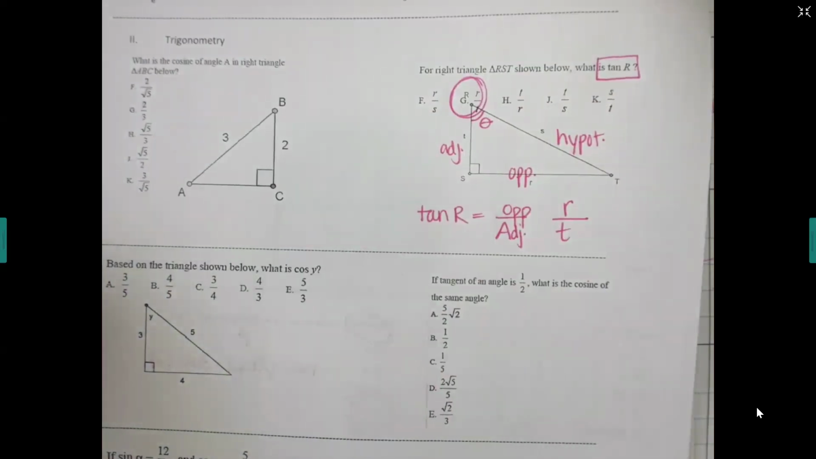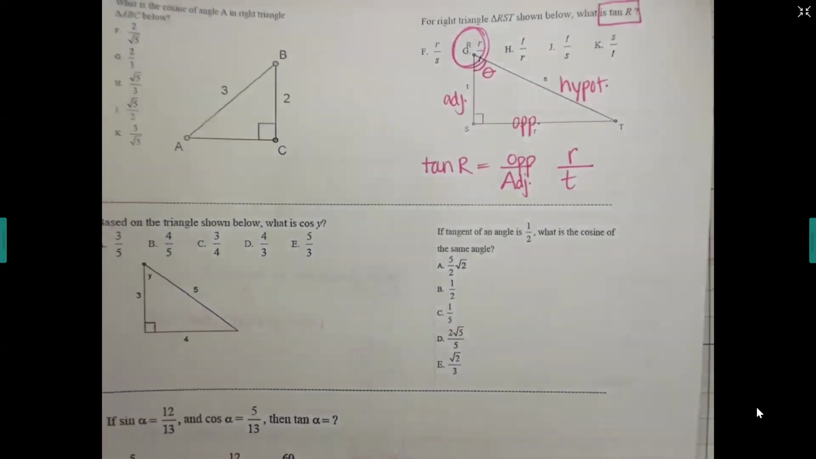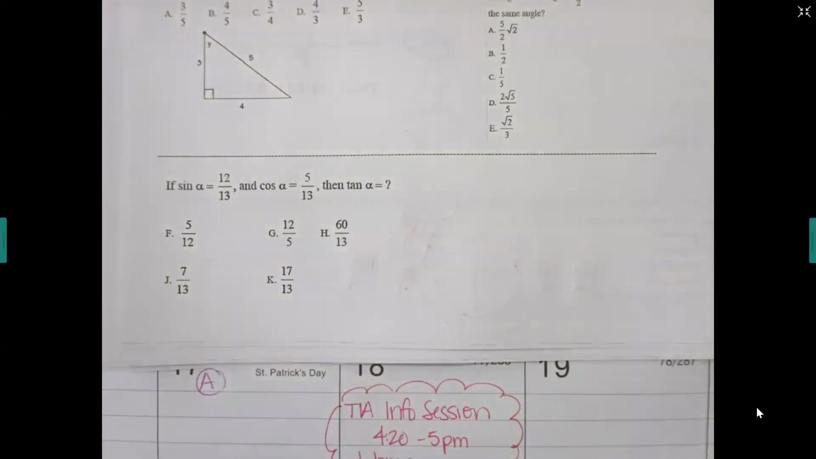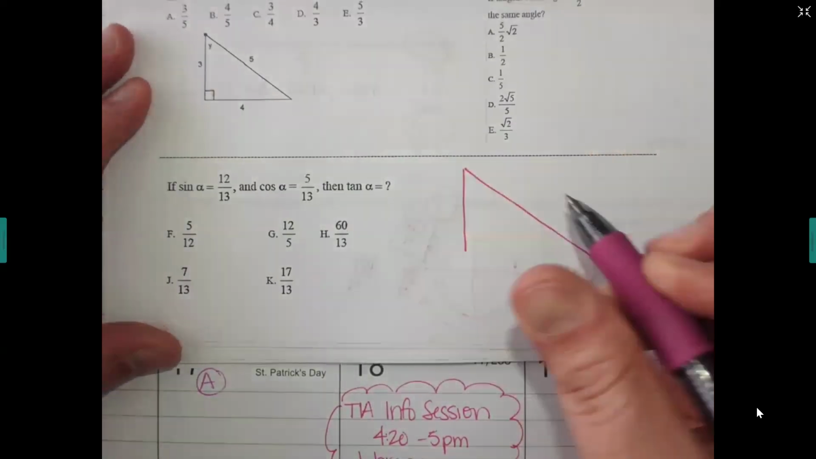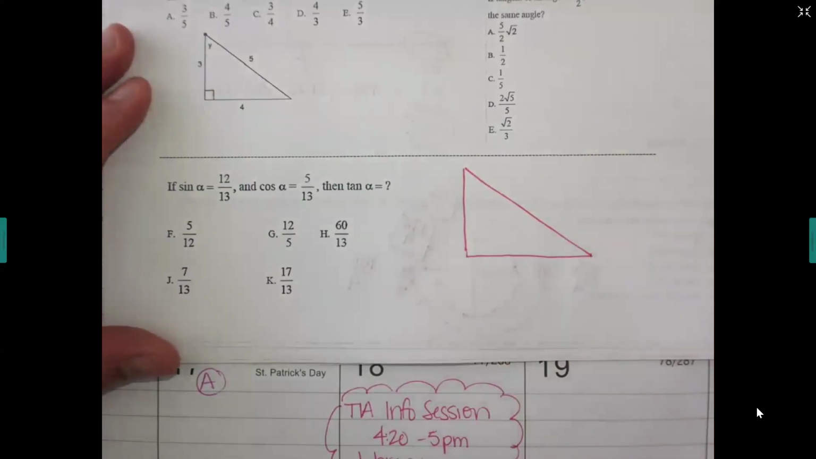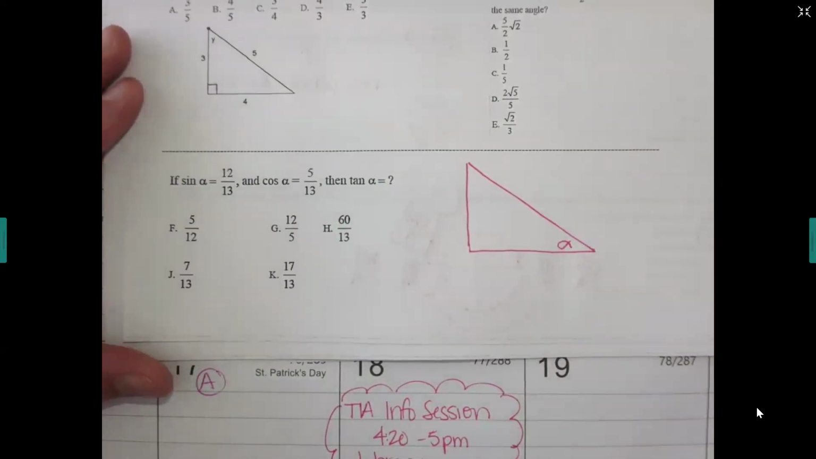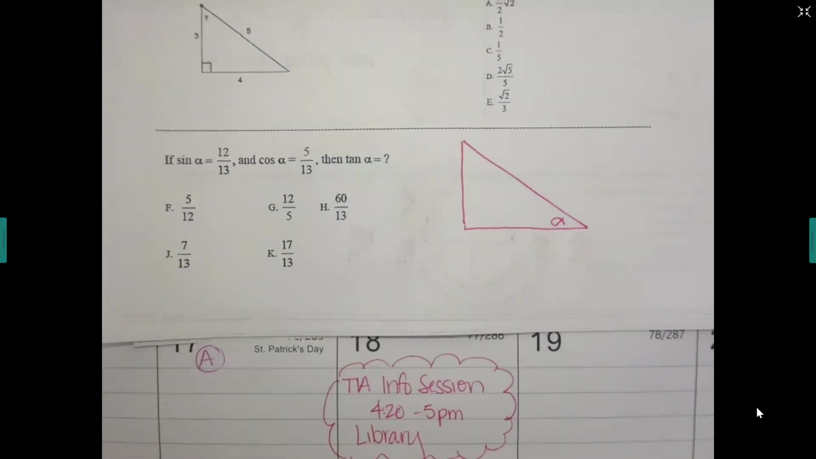Let's do the one at the very bottom of the page. Okay, so you can see most of these ACT questions should not take 100 years. We know that sine of alpha is 12 over 13, and cosine is 5 over 13. Draw me a little triangle. Pick a corner to put the funny a in. Okay, so let's put it here. Technically that's an alpha, but it really doesn't matter. Instead of a theta, they use an alpha.